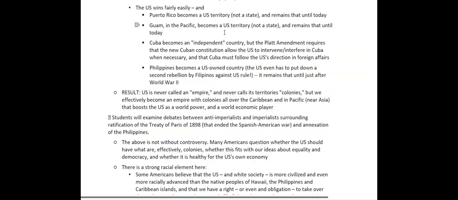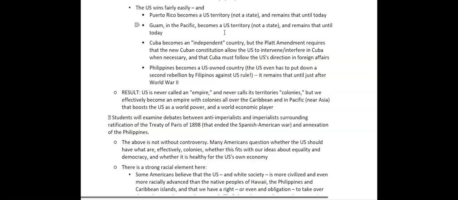And as a result, we get Puerto Rico, the island in the Caribbean, becomes a U.S. territory, our possession, not a state, and it remains that until now, today. Guam in the Pacific becomes a U.S. territory, not a state, and it is still that today.